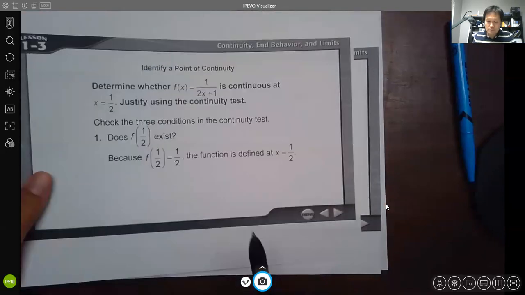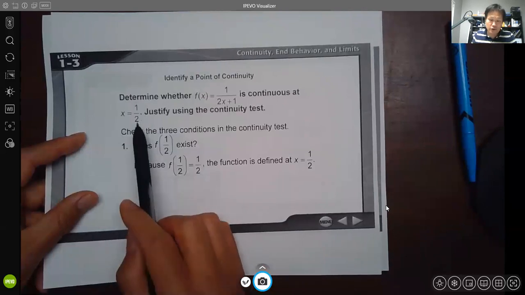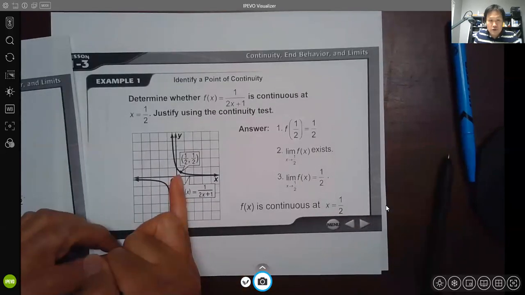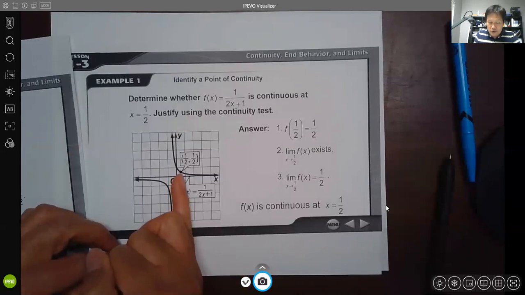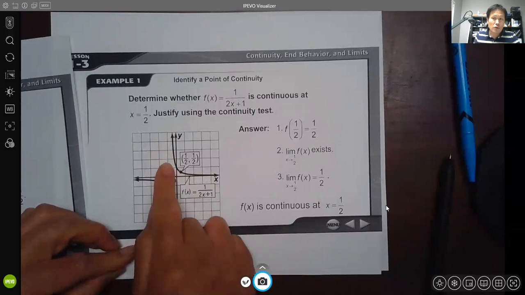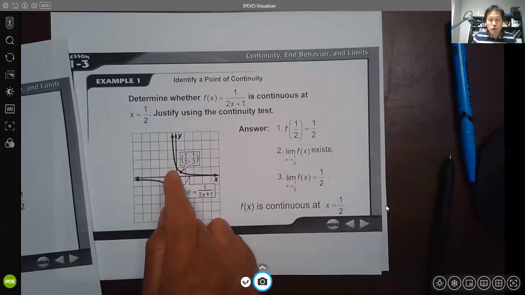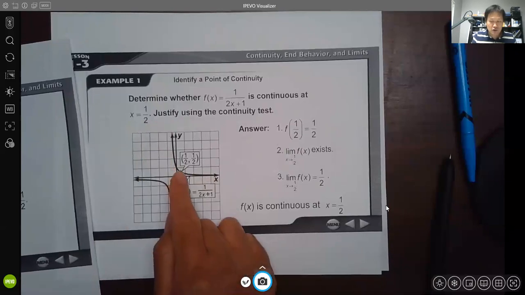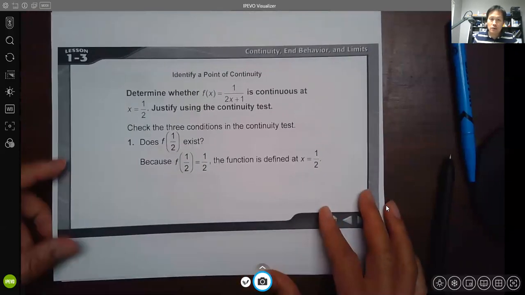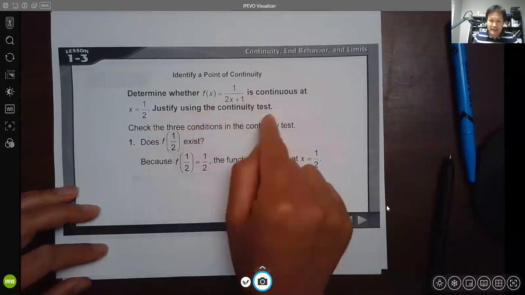But this question is asking about x equal to positive 1 over 2. The positive 1 over 2 is somewhere over here. There's nothing going on, it's a nice smooth curve here. So you should know that it should be continuous. The answer you already know by looking at the graph: it's continuous. We are not done yet. Why not? Justify using the continuity test.